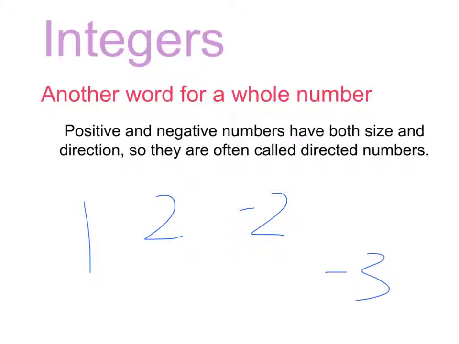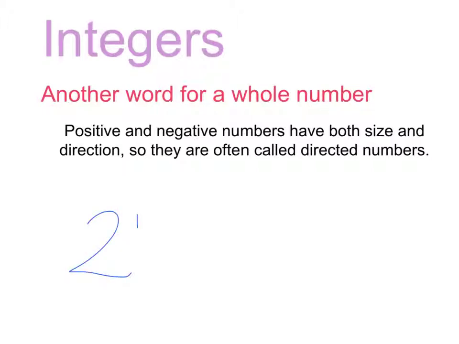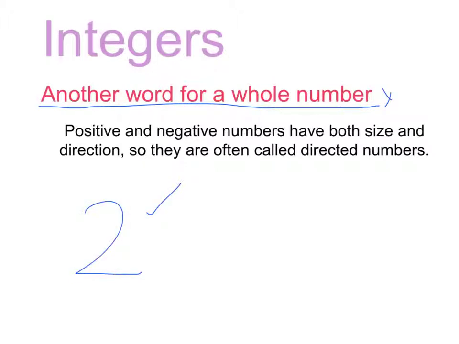So I've got 1, 2, -2, -3. These are all integers. What's not an integer? If I have, say, 2.5, that is not an integer. It is a number, or a fraction. Actually, if we're being really technical, it's a mixed numeral. So that's the first thing you have to understand. Integers are another word for a whole number. That's what an integer is. This, integer. This, integer. This, not an integer. Pretty straightforward, guys. That's the first thing you have to understand on this slide.